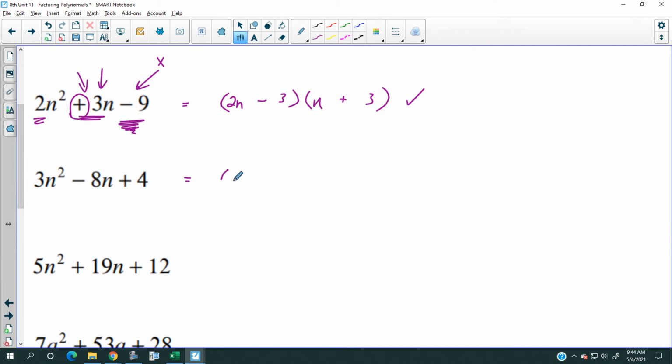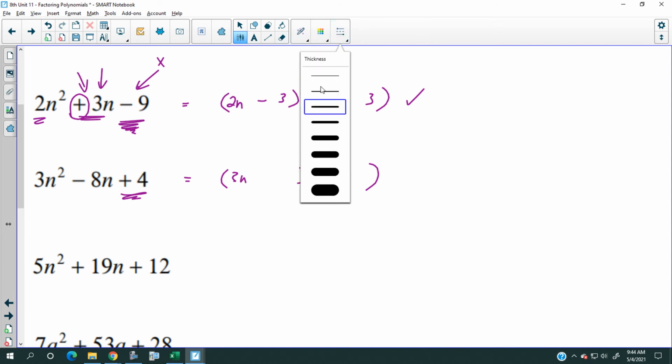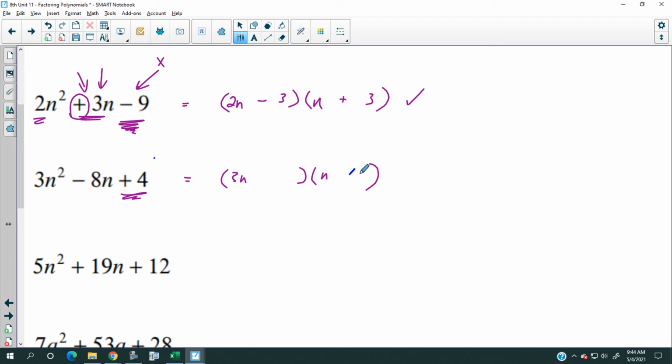Now here we've got 3n. Now 4 is a little bit trickier than a prime number, but it's not the worst thing in the world because it's just 4. It's either 2 and 2 or 4 and 1. For this one, I'm going to try to think my way into the answer. I know this has to be 4, so I'm thinking 4 and 1, but here's the problem. If I use 4 and 1, then 4 times 3 is 12, and 1 times n is 1. That's not going to work, because I need 12 and 1 to make 8. Nope, not going to happen.